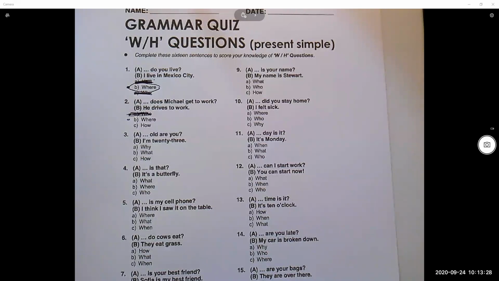Let's take a look at the last one. Blank does Michael get to work? How does Michael get to work is letter C option. He drives to work. Ooh, you know what? That's even better than where. Why is it better? Because it tells me exactly how he gets to work. He gets to work by driving. So driving tells me how. Yeah, it's letter C.